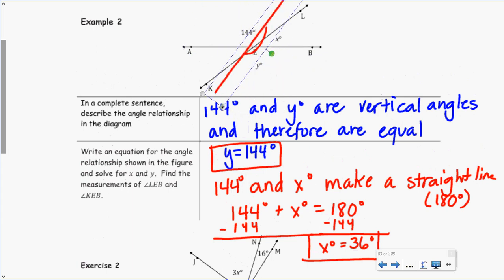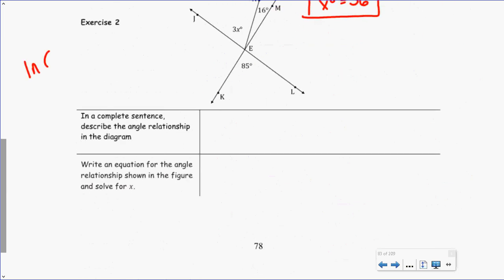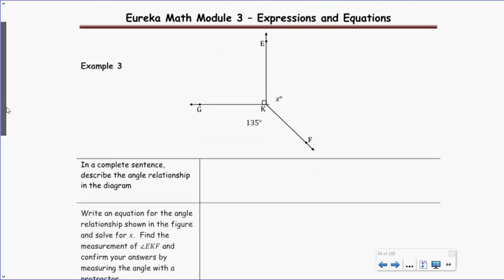And just to show you that, I'm going to do a quick visual. See right here? That also proves that x and y make a straight line. So those are 180 degrees. You can do that on any one of the lines. So y and this one, it wasn't in the question, but those two also make a straight line. Okay, and then for exercise 2, we're doing that one in class. Let's go to example 3.